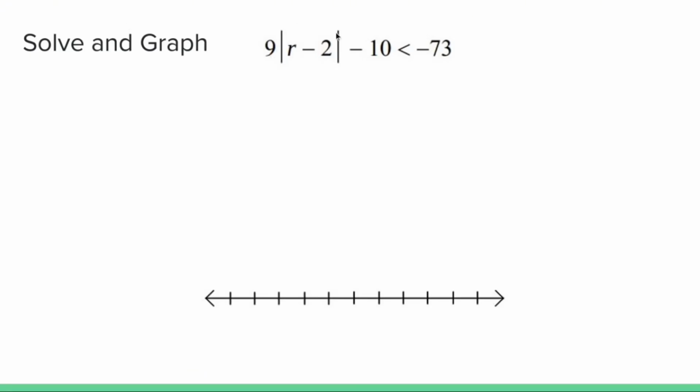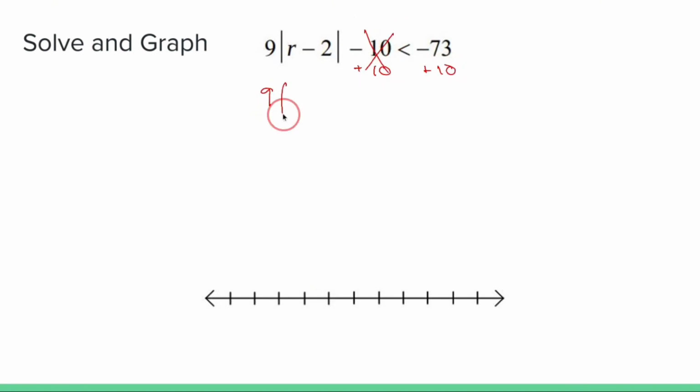We have ourselves an absolute value inequality. Whenever you have an absolute value inequality, the first thing you need to do is get the absolute value all by itself on the left. Well, it's not. In fact, we have 2 things to do to make that happen. So let's add 10. Let's add 10, and that'll at least get rid of the -10.